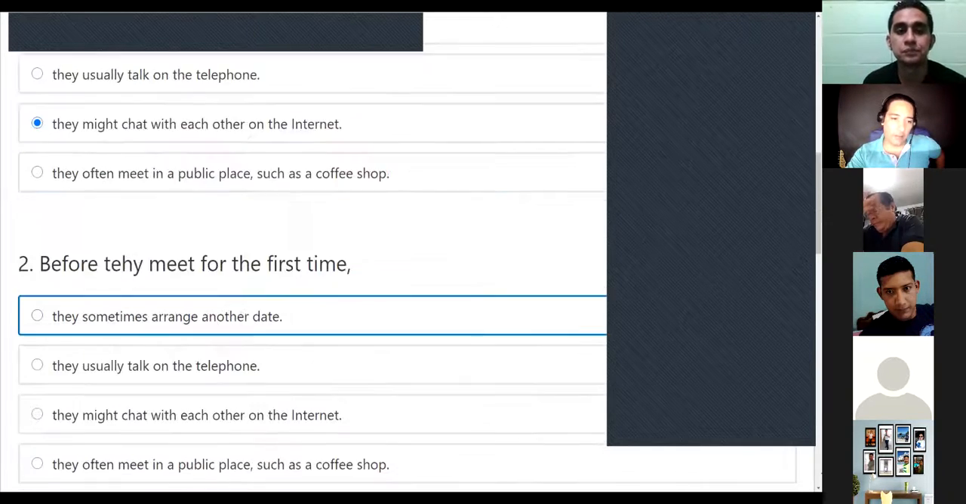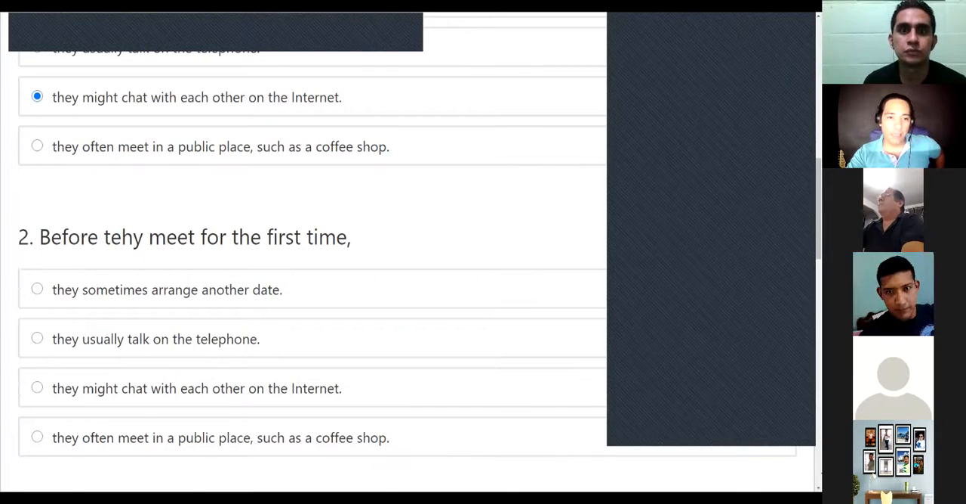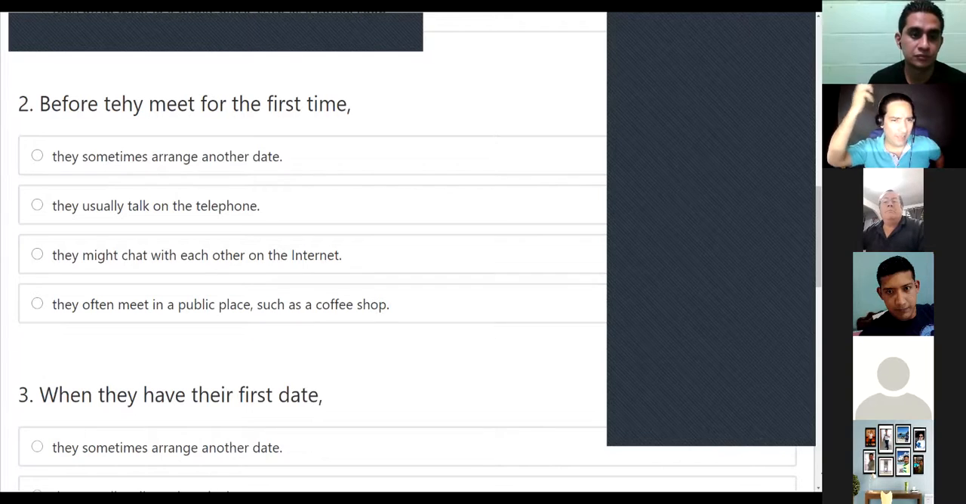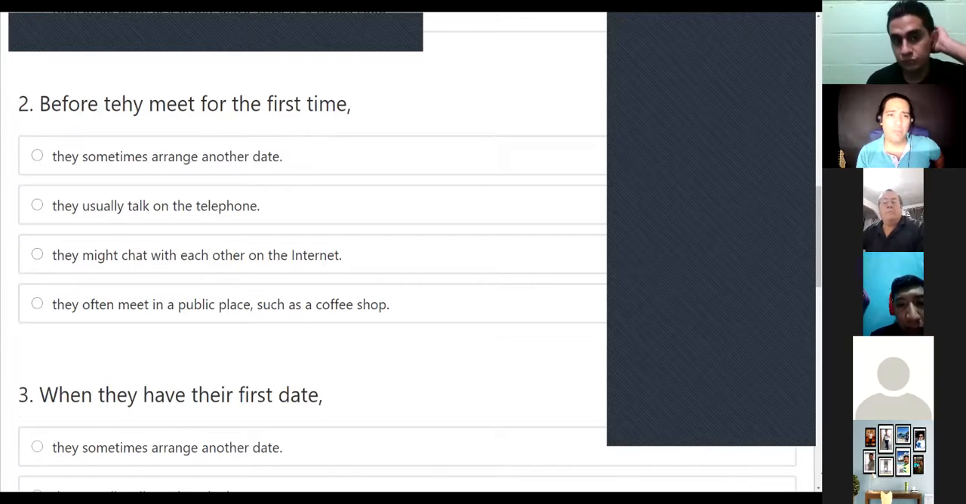Excellent, very good. Before they meet for the first time, what means Tehi, teacher? I think this is incomplete. Before they meet for the first time. It's they, teacher, I think. They. Oh, yes, true. Before they meet for the first time, they sometimes arrange another date. They usually talk on the telephone. Yeah. What do you think?